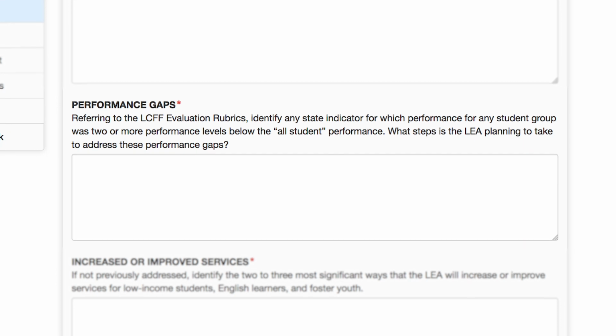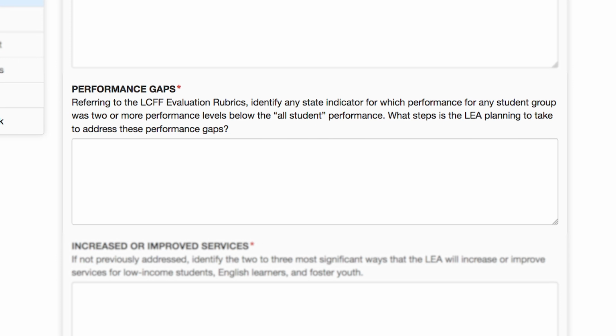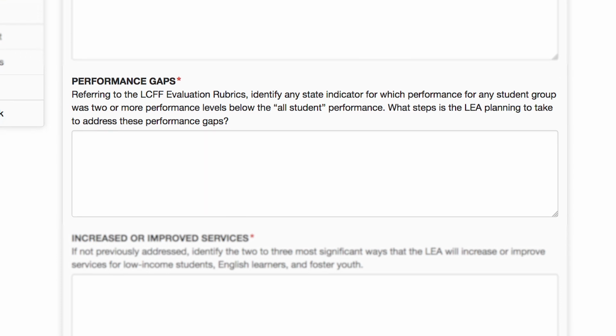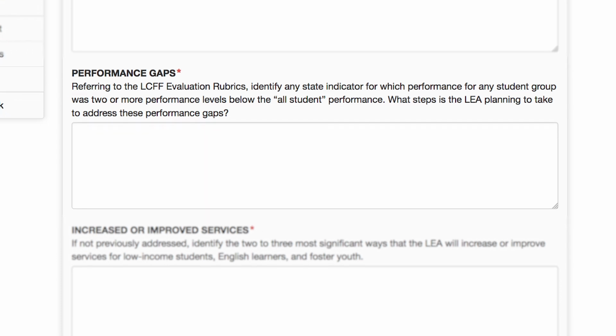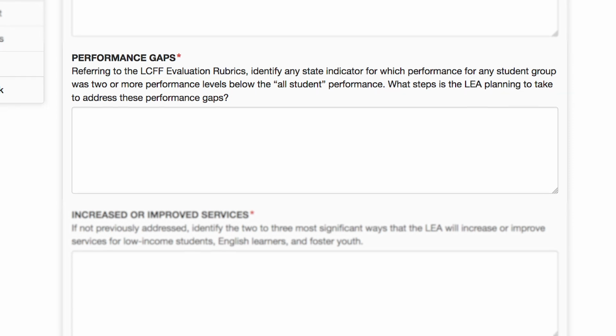Because the plan summary section is written last, an LEA can refer back to its goals, actions, and services section for the information it needs to address this prompt. For example, an LEA might reference a specific goal, action, or service that addresses performance gaps and provide a brief description in response to a performance gaps prompt.